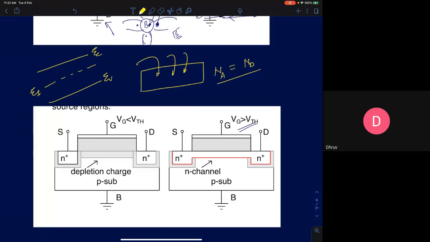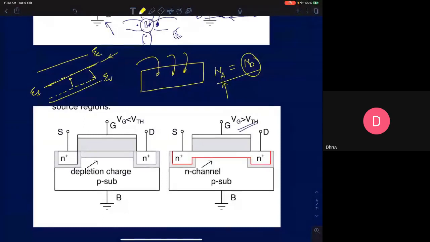When you dope it with acceptor atoms, which is your p-type semiconductor, your Fermi level will move closer to the valence band. But when you keep adding more and more donor atoms, Nd, your Fermi level will start shifting upward, and it will coincide with the intrinsic semiconductor's Fermi level.